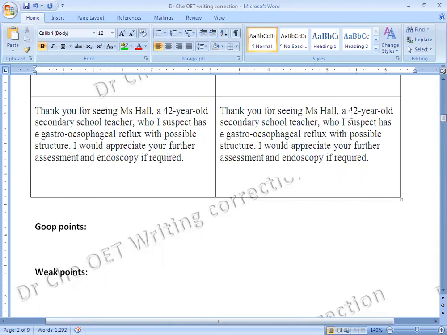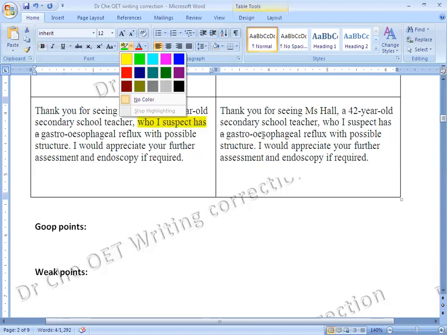Thank you for seeing Miss Hall, a 42-year-old secondary school teacher who I suspect has gastroesophageal reflux with possible stricture. I would appreciate your further assessment and endoscopy if required. So let us go step by step. A 42-year-old secondary school teacher who I suspect has. This is not a good way. Who I suspect has.